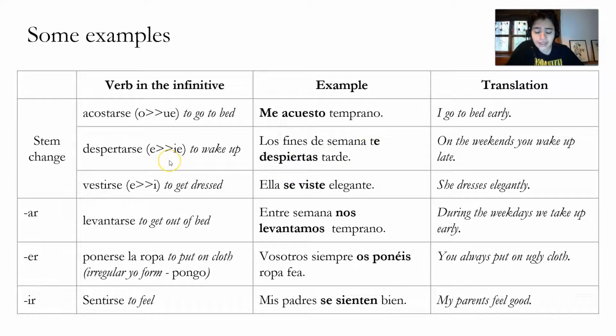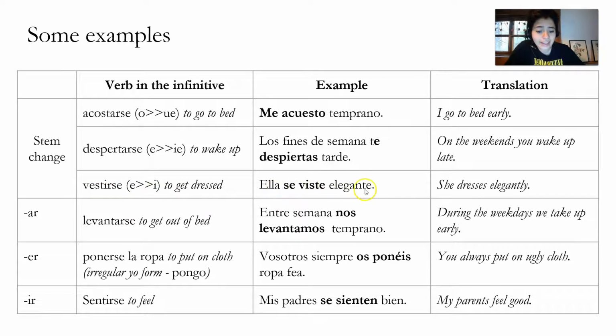Te is the reflexive pronoun that agrees with the subject. The subject is tú. The verb also agrees with the subject too. So, los fines de semana te despiertas tarde. On the weekends you wake up late. Vestirse is also a stem changing verb that changes from the E to the I, to get dressed.